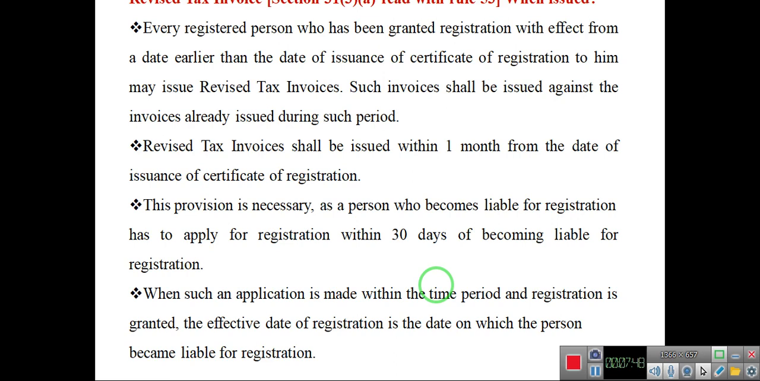When the revised invoice is issued, every registered person who has been granted registration with effect from a date earlier than the date of issuance of certificate of registration to him may issue revised tax invoices. Such invoices shall be issued against the invoices already issued during such period. Revised tax invoices shall be issued within 1 month from the date of issue of certificate of registration.